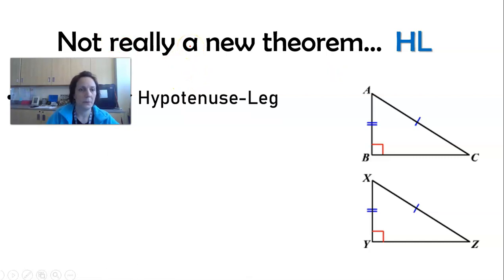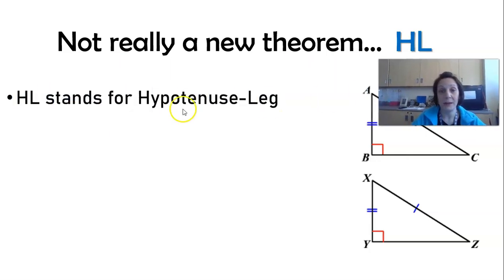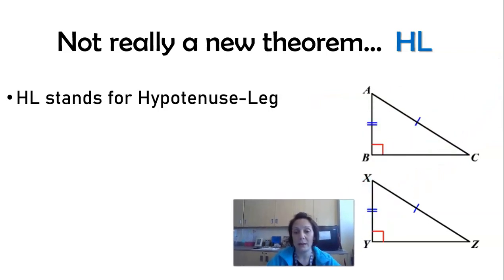Whoops. Oh, there we go. Sorry about my floating head being in the way. All right, HL stands for hypotenuse leg. H being the hypotenuse of the triangle, or the long side, L being one of the legs.